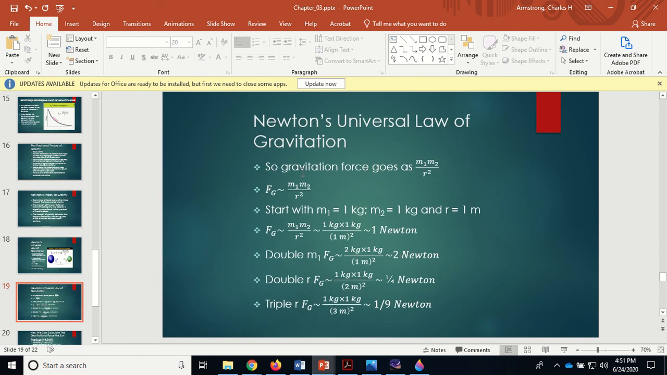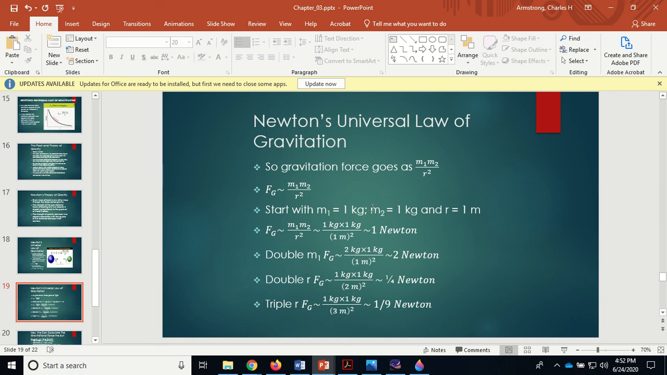So basically, the gravitational force goes as M1 times M2 divided by R squared. We drop the G because the G is just a constant. These are the variables right here: the mass of object 1, the mass of object 2, and the distance between them. Those are the three variables. So F, the gravitational force, goes as M1 times M2 divided by R squared. I didn't have an equal sign. You got to put the G back in if you want to put equals there.